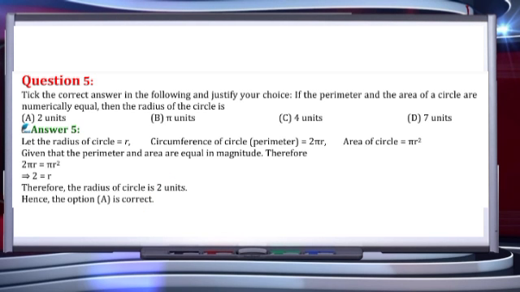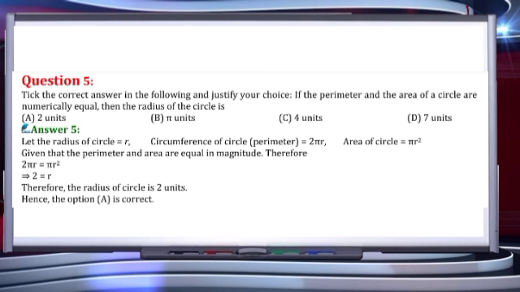Why are we writing numerically? Numerically means only the magnitude will be equal, because perimeter has the dimension as meter, centimeter or kilometer, whereas the area is in square centimeter, square kilometers and so on. So hence our option A is correct.